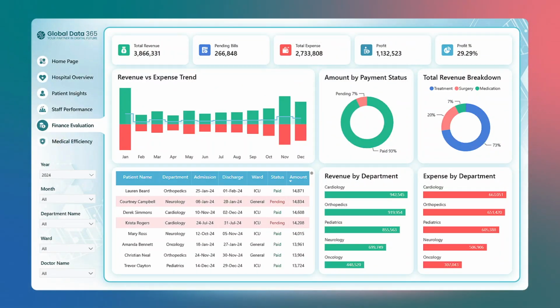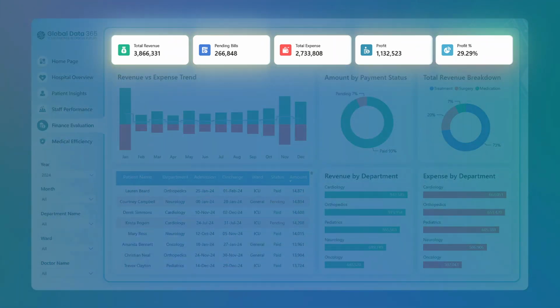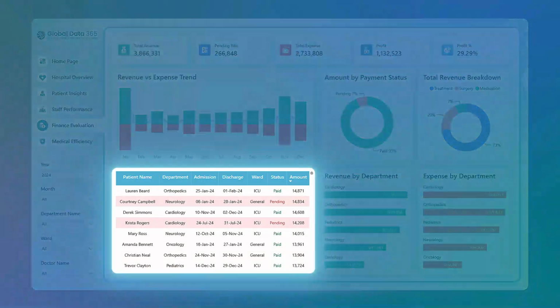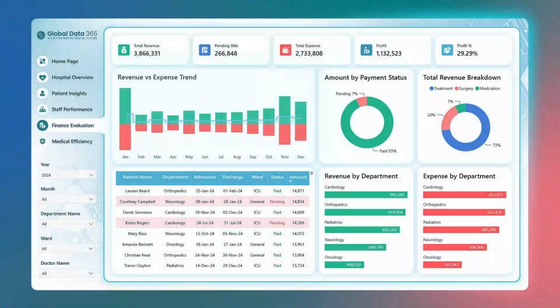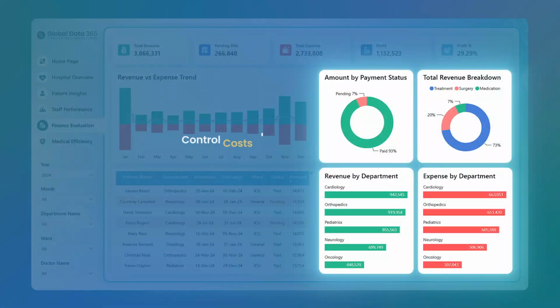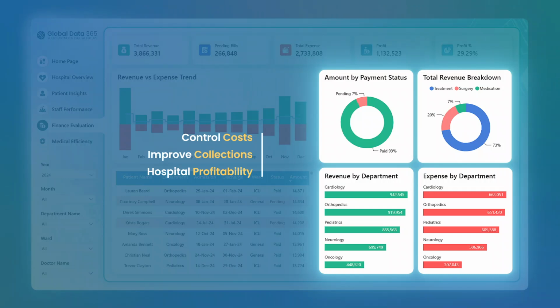The Finance Evaluation page provides a complete overview of total revenue, pending bills, total expenses, and profit percentage. Track patient transactions, monitor payment status, and analyze revenue versus expense trends across departments. These financial insights help administrators control costs, improve collections, and strengthen overall hospital profitability.